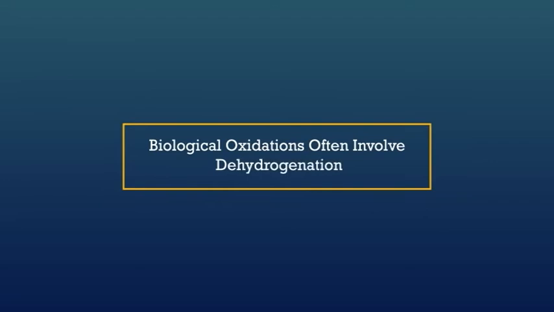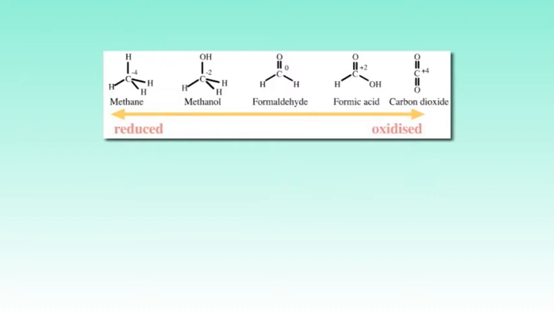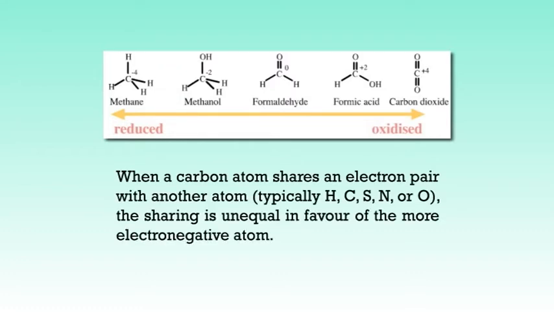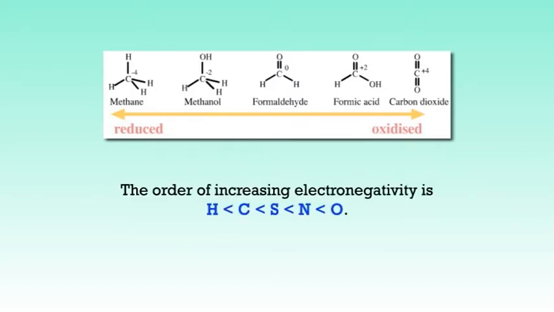Biological oxidations often involve dehydrogenation. The carbon in living cells exists in a range of oxidation states, as given in this figure. When a carbon atom shares an electron pair with another atom, which is typically hydrogen, carbon, sulfur, nitrogen or oxygen, the sharing is unequal in favor of the more electronegative atom. The order of increasing electronegativity is hydrogen < carbon < sulfur < nitrogen < oxygen.